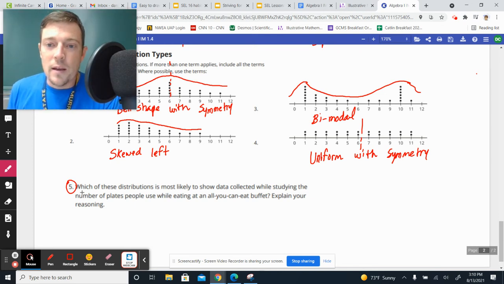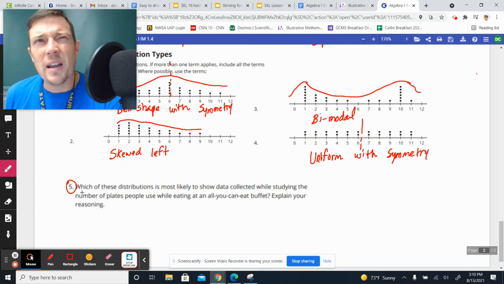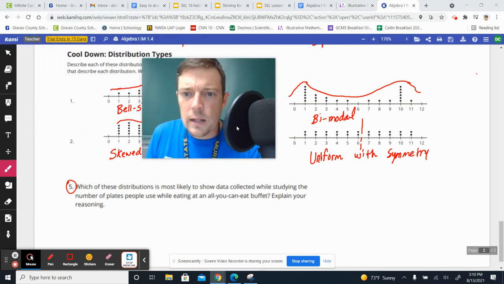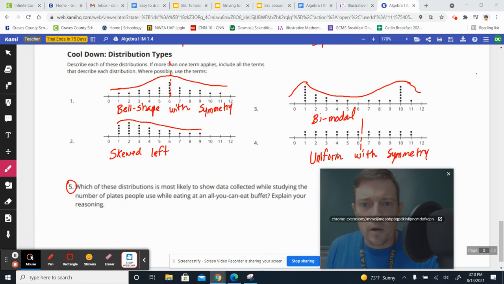If I go to one of those places, I'm thinking, okay, how many plates do I normally do? I'm like a 2 or 3 plate guy. Maybe a salad, then a big plate of whatever I want to eat, and then maybe a dessert plate or bowl. So most people are probably in the 2 to 3 range. So I look at the graphs, okay, where is one that has 2 and 3 of the data?